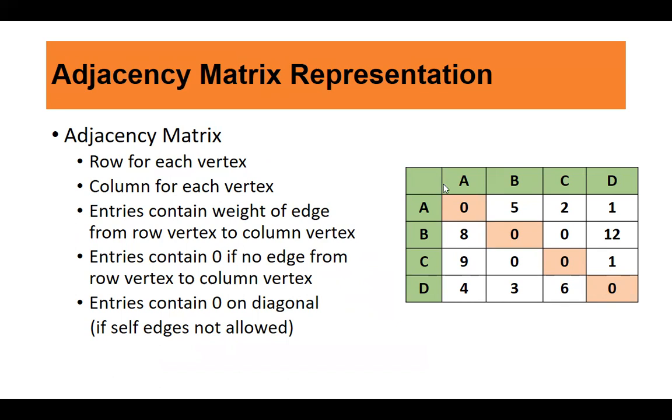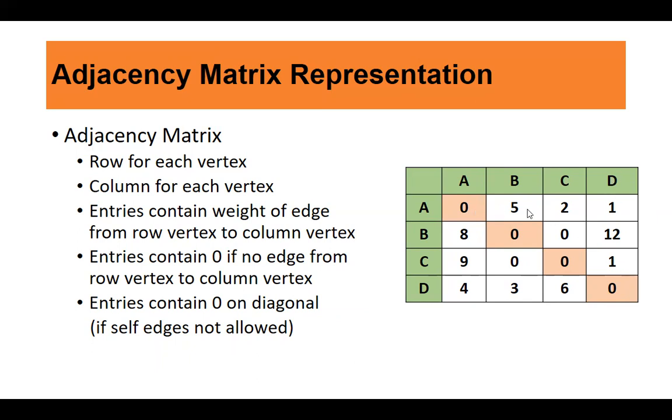And for each vertex, there is a row, like for vertex A, vertex B, vertex C. This is a row for vertex A, row for vertex B, row for vertex C, and row for vertex D. And there is a column also for each vertex, right? There is a column for each vertex.